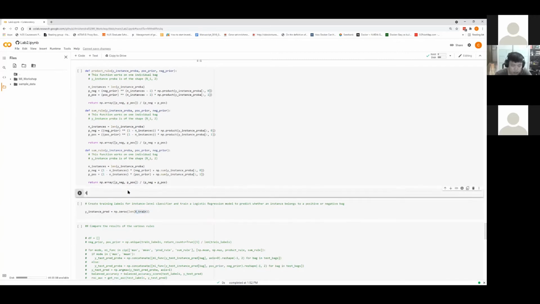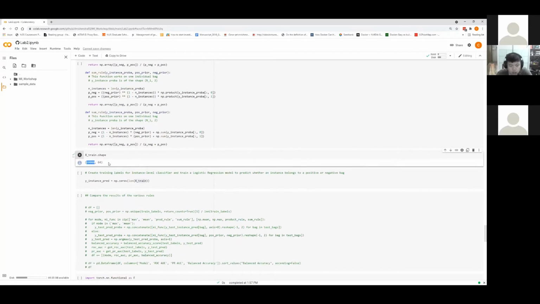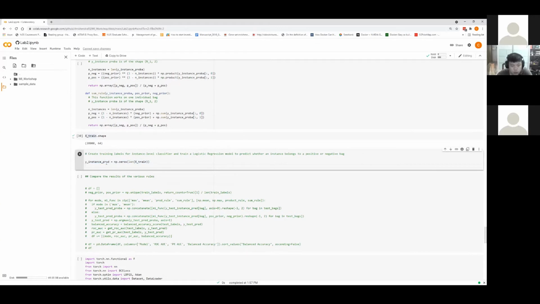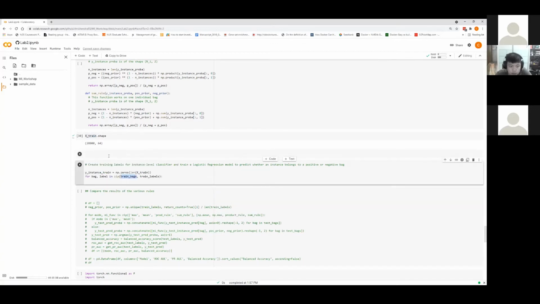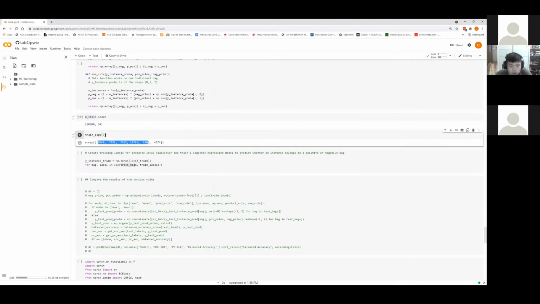If you remember, our instances are given by this X train, and we have 20,000 of them. So we need a label for each of these instances saying which bag they come from, whether it's a positive bag or a negative bag. The way we do that is we first create this variable, Y instance train, which contains all zeros. Then we go through the bag labels: for bag, label in zip(train bags, train labels). This loop goes through each bag in the train bags and each label in the train labels. Our train bags contain groups of indices, so train bag 0 holds the indices in X train that belong to the first bag.